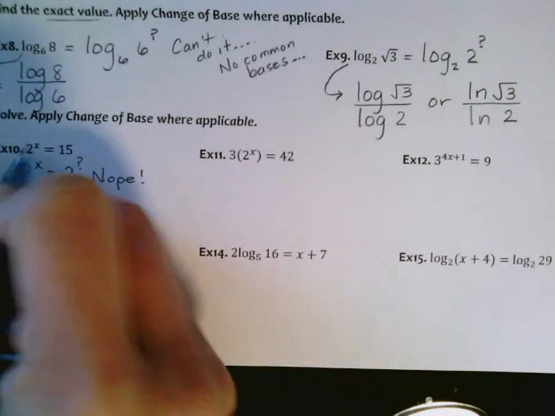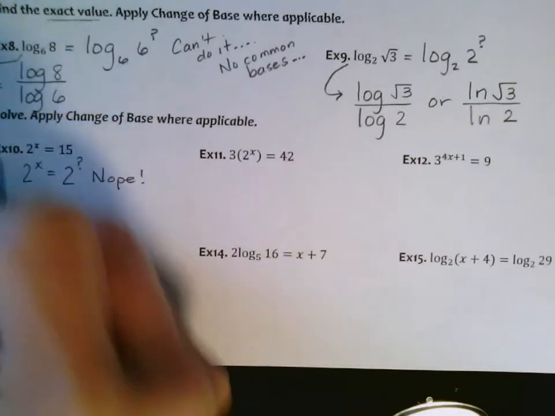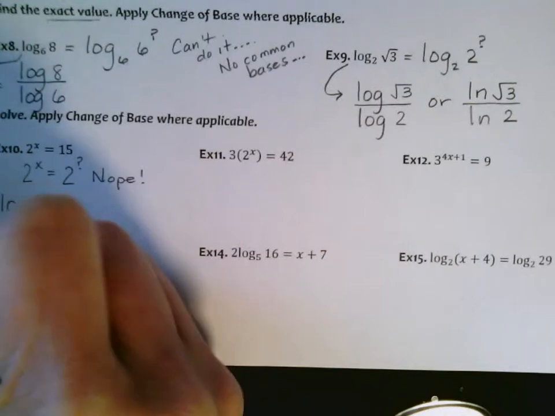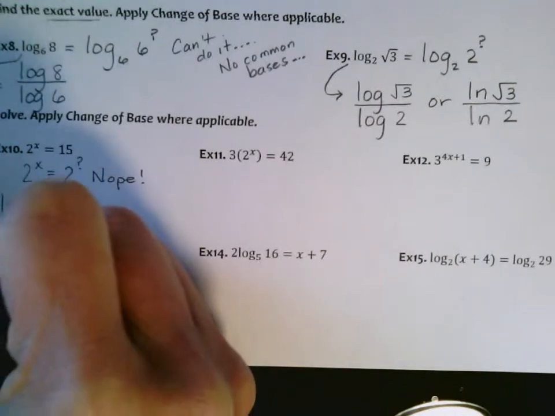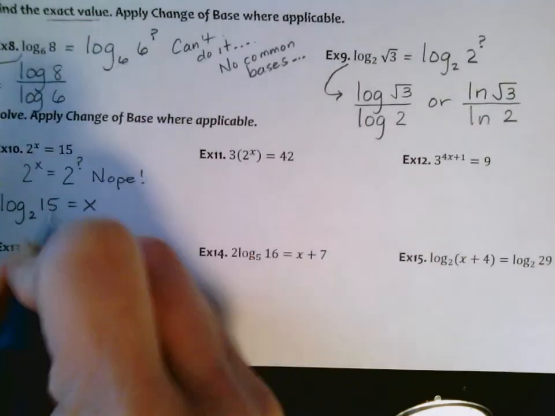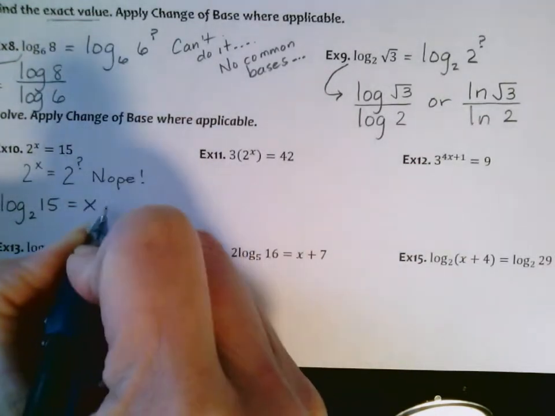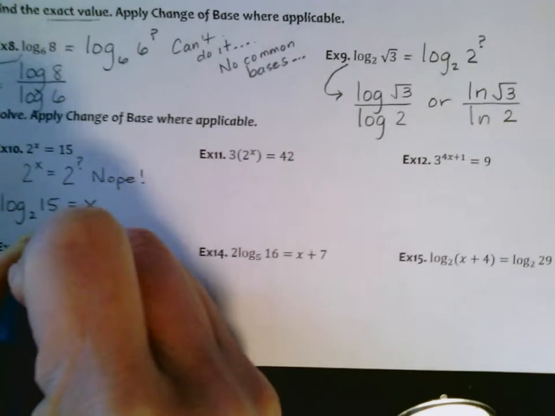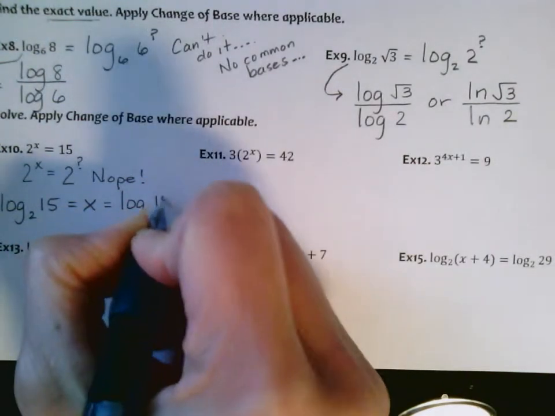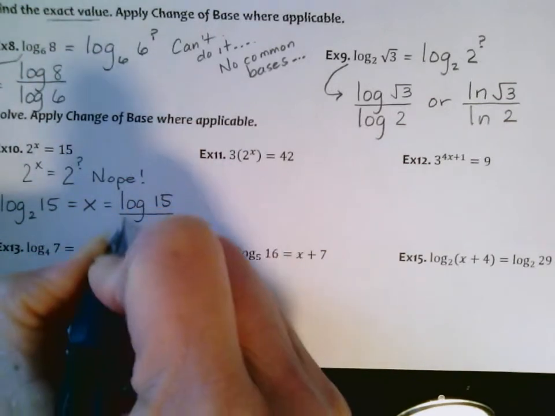So let's rewrite that as log base 2 of 15 equals x. And then change of base tells us to rewrite it as log of 15 over log of 2.